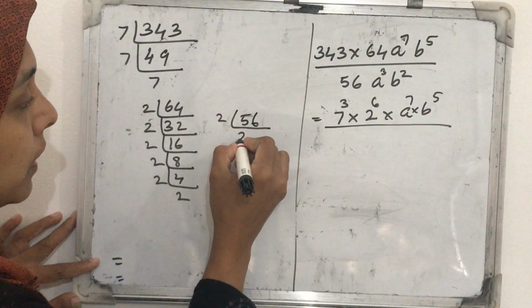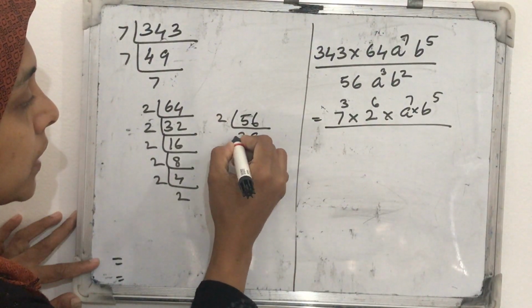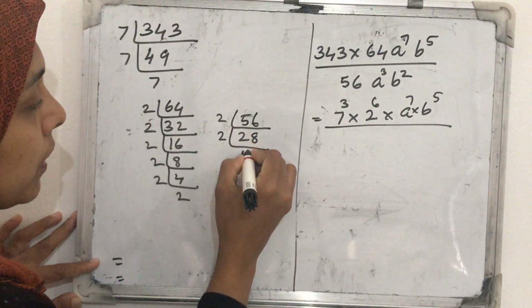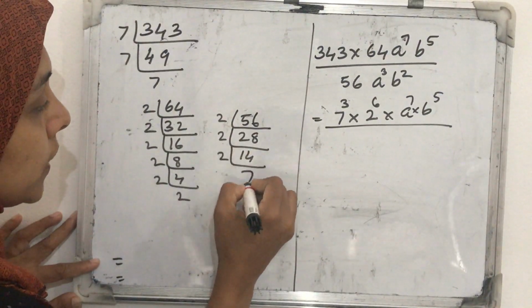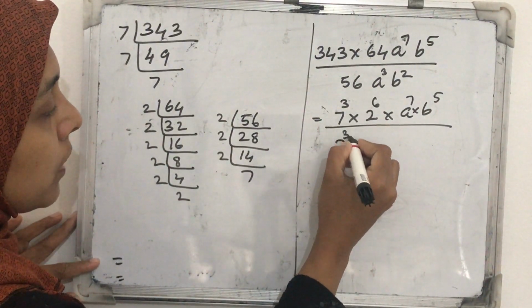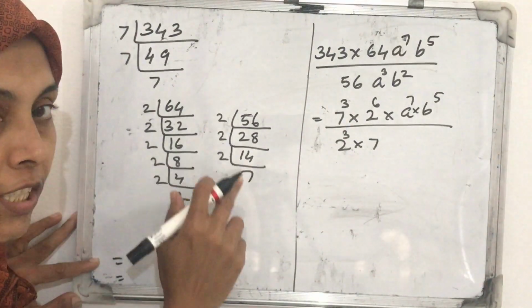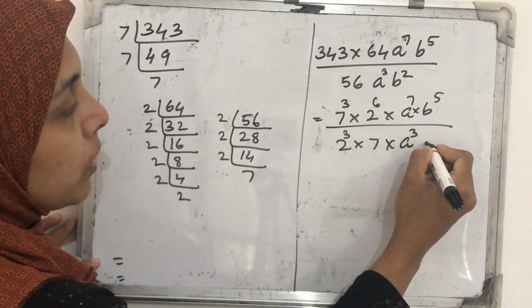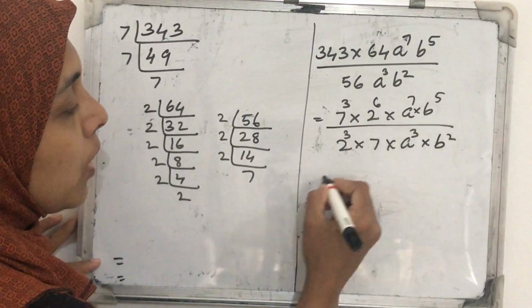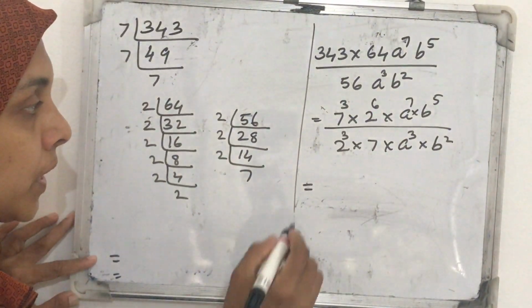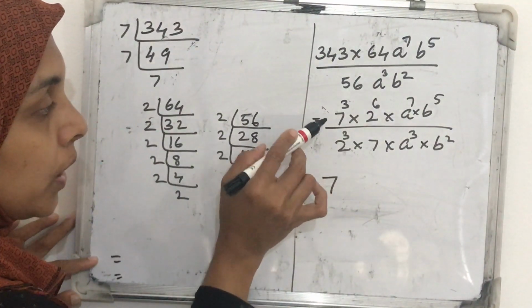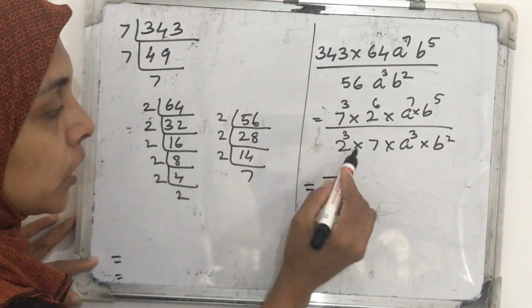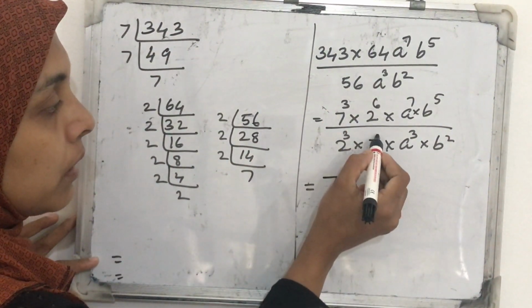Then 28, 2 again 14, 2, 7. That is 2 cube into 7. Instead of 56 we can write 2 cube into 7 into a cube into b square. Now using the laws of exponents, here we have one base 7, and here also one. So here the power is 3, and here it will be 1.